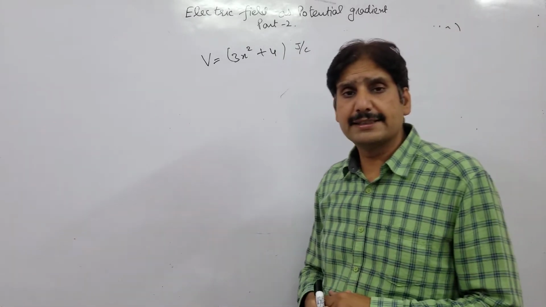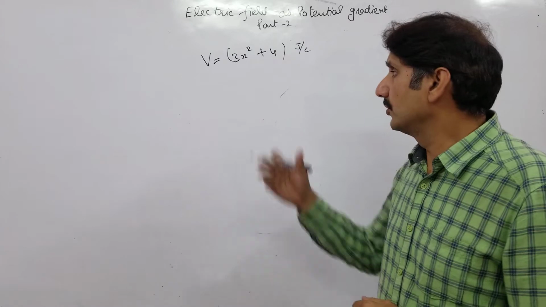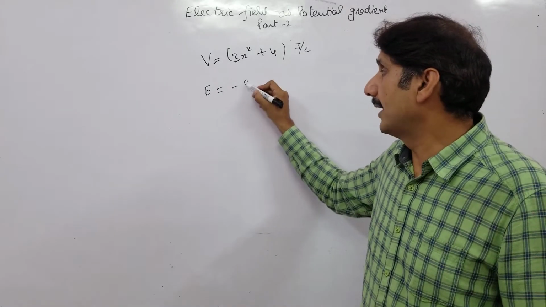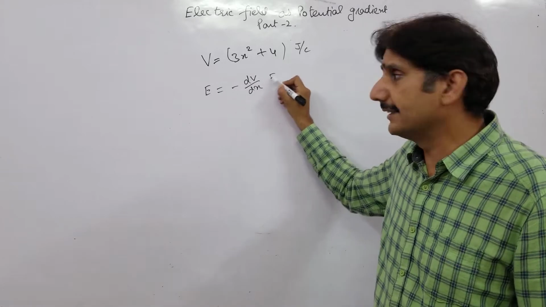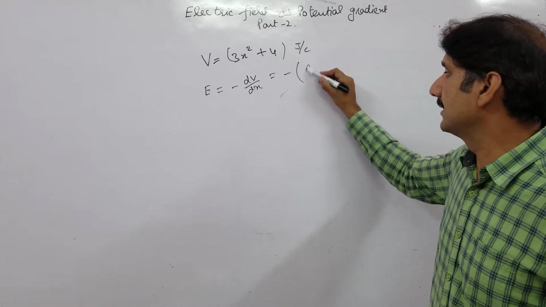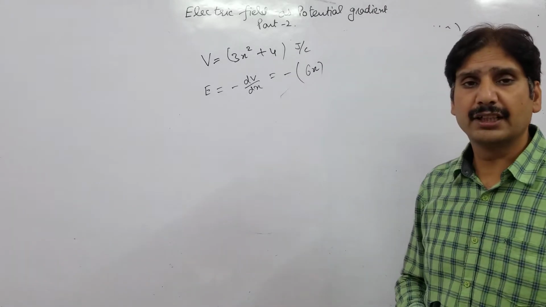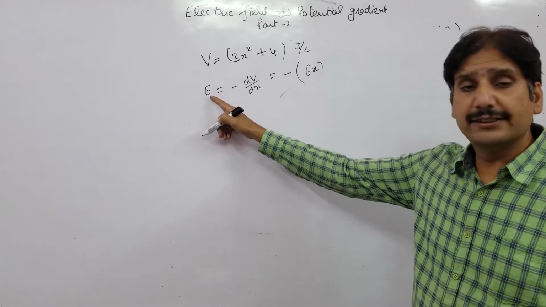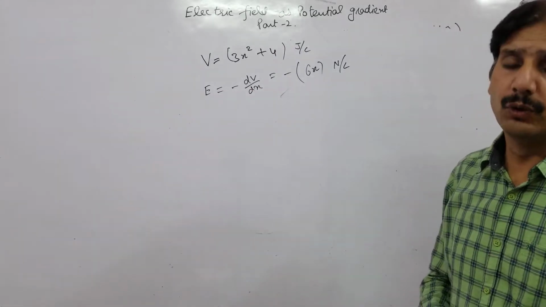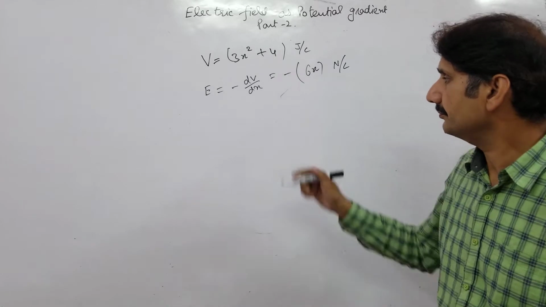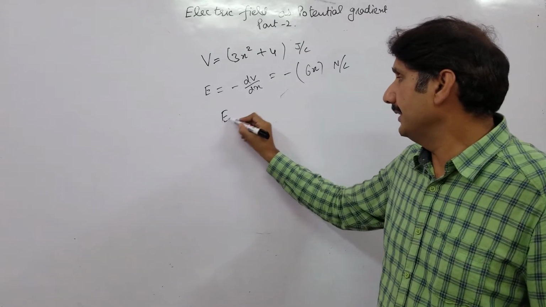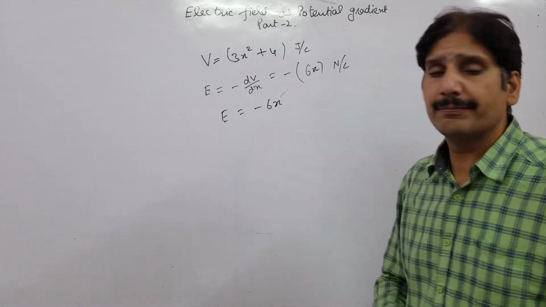And the question says find out the electric field. So the electric field would be equal to minus dV by dx in this case. So negative sign and differentiation of the above equation, which turns out to be 6x. After differentiation, we have got electric field whose units would be Newton per coulomb or volt per meter as well. So now E is equal to minus 6x.